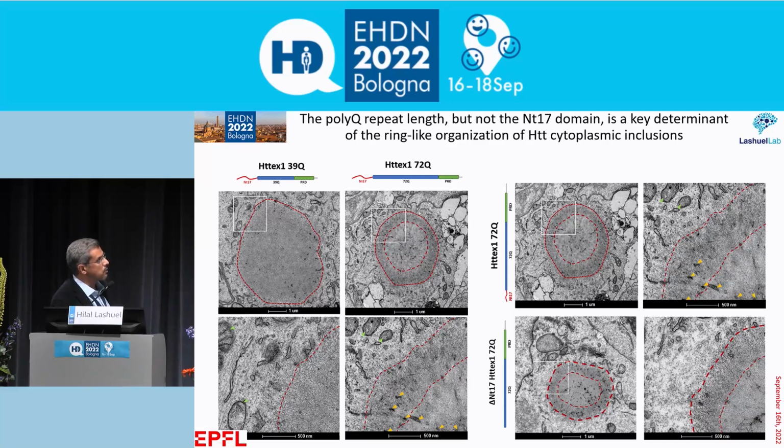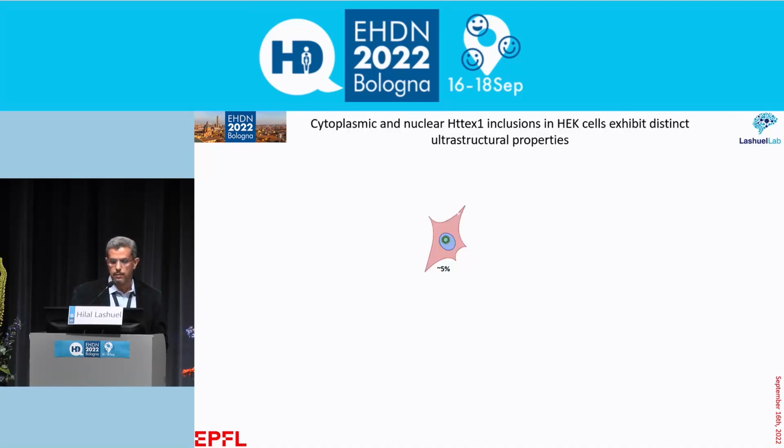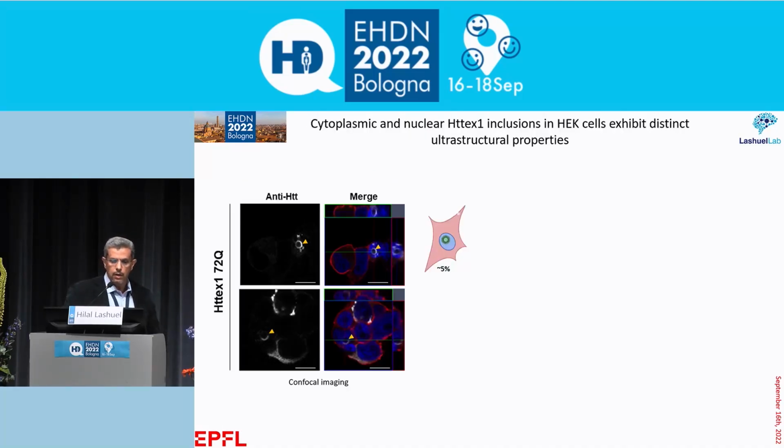It could be possible that this is a matter of inclusion maturation, but what is interesting is that the NT17, which is thought to regulate many of the processes of inclusion formation, does not influence this architecture. So if we remove NT17, we still get inclusions that are as complex as the ones formed by the full-length protein. So then we tried to look at what about nuclear inclusions that form in these cells.